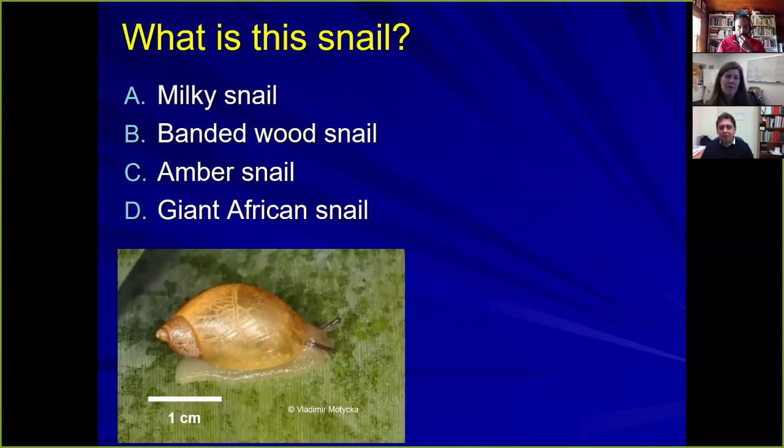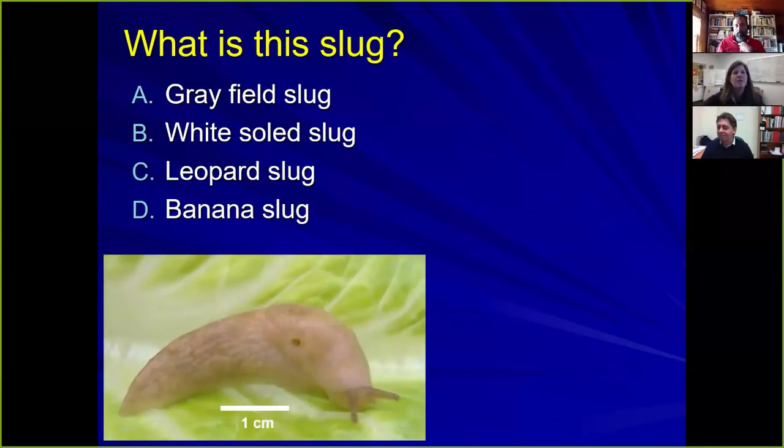Okay, we're going to move on to slugs now. I'd like you to tell me what you think this slug species is. If you think it's the grey field slug, you go with option 1. If you think it's the white sole slug, you would go with option 2. Leopard slug is option 3, and the banana slug is option number 4. Okay, the results are definitely coming in slower this time, so I think the wheels are turning, and we'll give folks another 5 or 10 seconds.